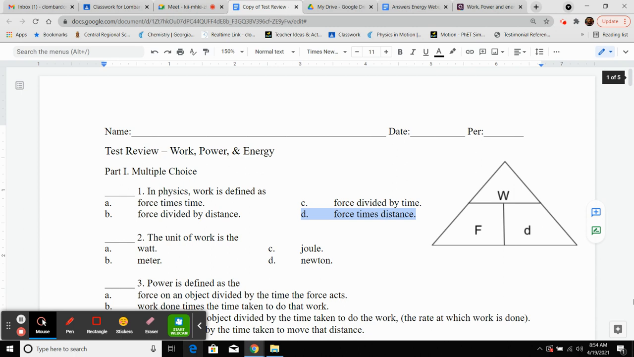Test review: work, power, energy. All right, so we're going to get some basic things in here. First one, in physics, work is defined as what? Would anyone like to give an answer? How about you over there? What do you think? It's literally highlighted. Force times distance. Force times distance. Ba-bam.